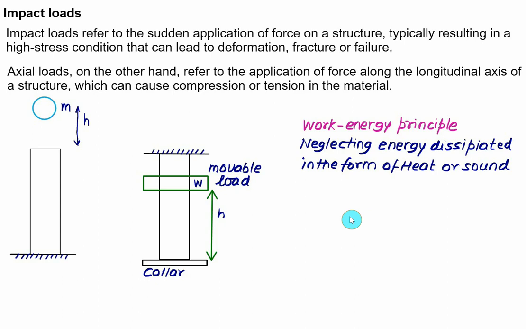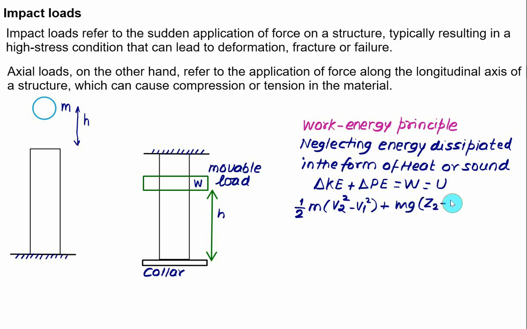So in this case, we can apply the work-energy principle and neglect the energy dissipated as heat and sound. According to the work-energy principle, the change in kinetic energy plus the change in potential energy must equal the work done, and this work done is the same as our strain energy U. The kinetic energy change is 1/2 m (v2² − v1²), plus the change in potential energy mgz2 − mgz1, which is equal to the strain energy.